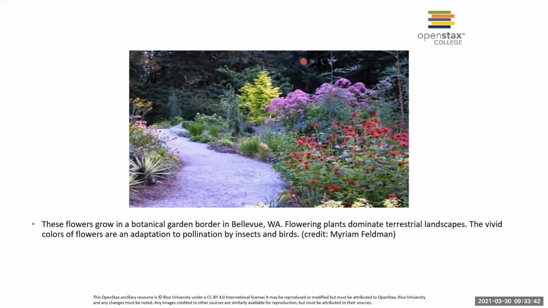And so these are flowers that are growing in a botanical garden. And you can see that angiosperms are pretty much the dominant grouping here. You can see some gymnosperms, some conifer species, but pretty much all of these are angiosperms, aside from the conifer species.